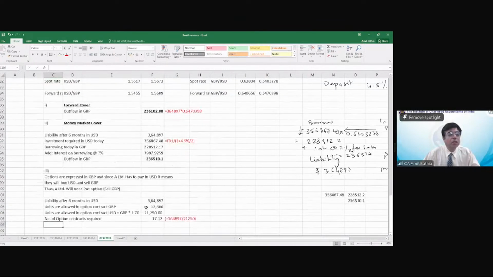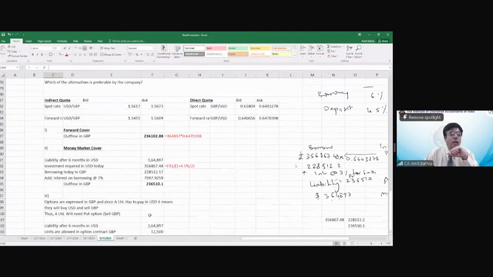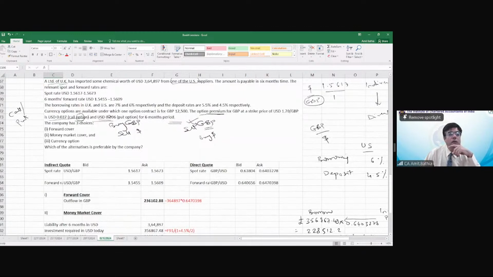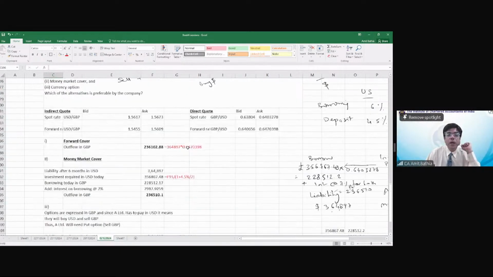What about the uncovered position? Have they mentioned something about the uncovered position? Because obviously 0.17 means something is going to remain. So what are you going to cover that with? Are you told anything about that? No. Currency options are available under which one option contract is for GBP 12,500. Option premium for GBP at a strike price of USD 1.70 per GBP is USD 0.037 for a call option and USD 0.096 for a 6-month period. Now I don't have anything mentioned about the remaining part.